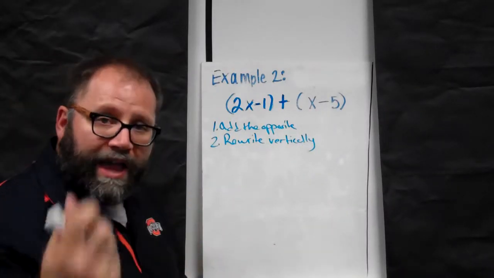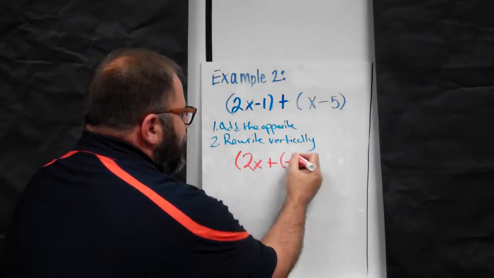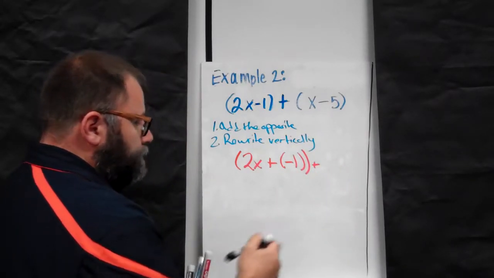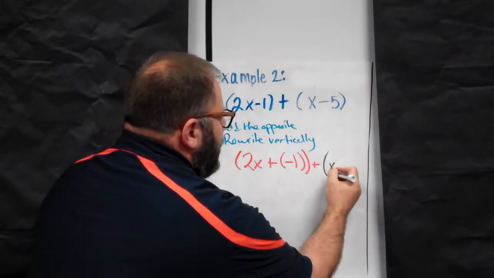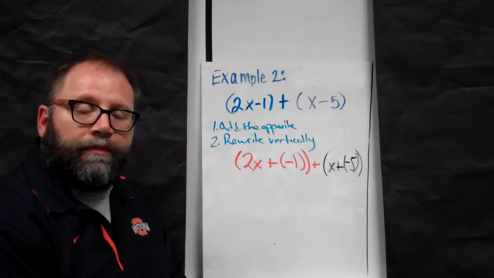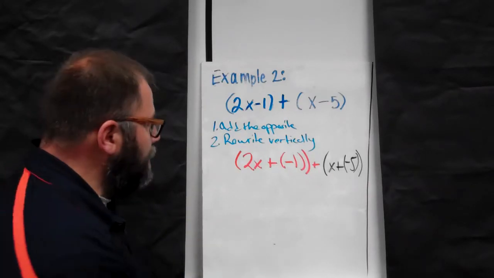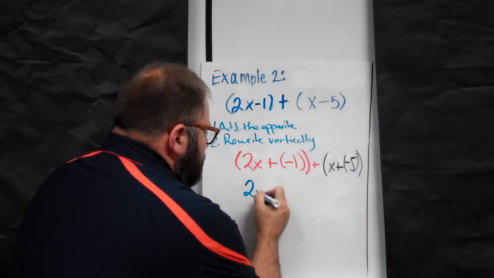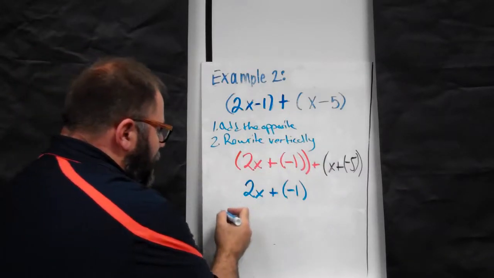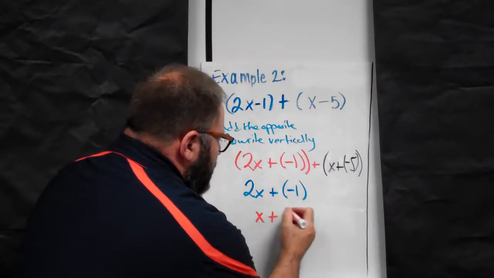So if I rewrite these by adding the opposite, my first expression looks like 2x plus negative 1. And that is then plus x plus a negative 5. There's my add the opposite. Now I rewrite the whole thing as 2x plus negative 1. Then I bring this operator down here, plus x plus negative 5.